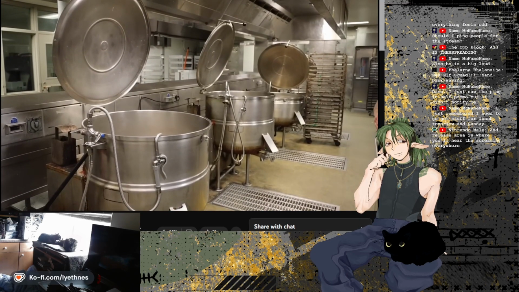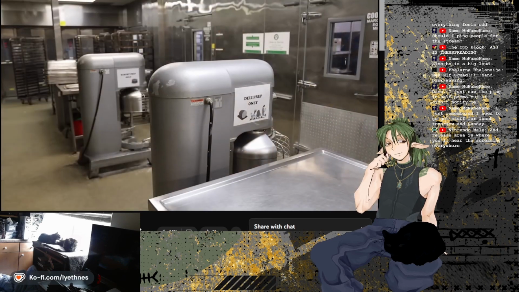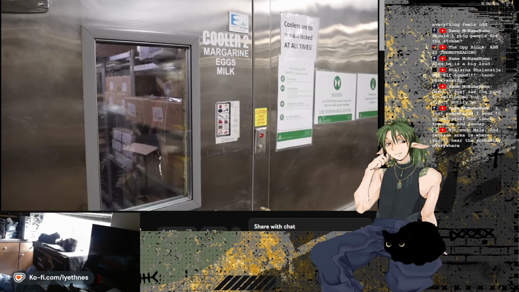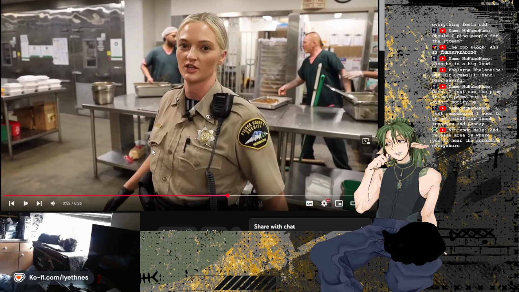This right here is the kitchen. The trustees assist with cooking, cleaning, and prepping food for the remainder of the jail. All the trays are then supplied to the more main jail and the new jail, a small-time modern look at a prison.